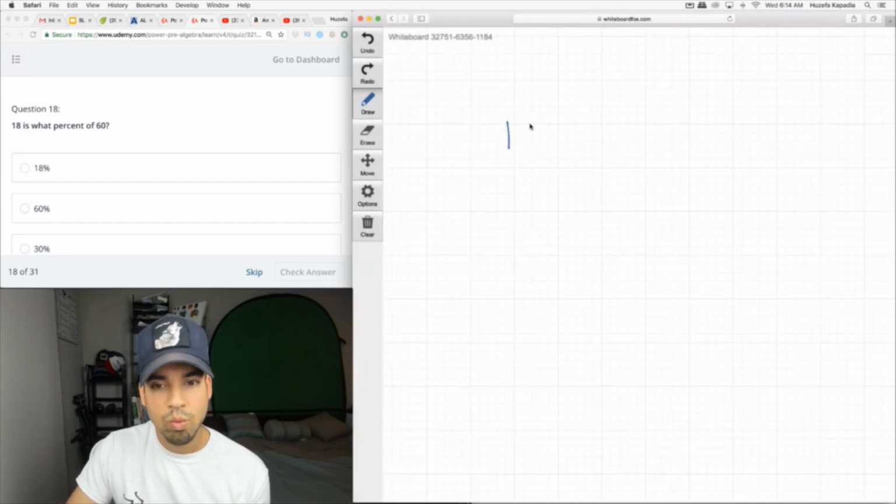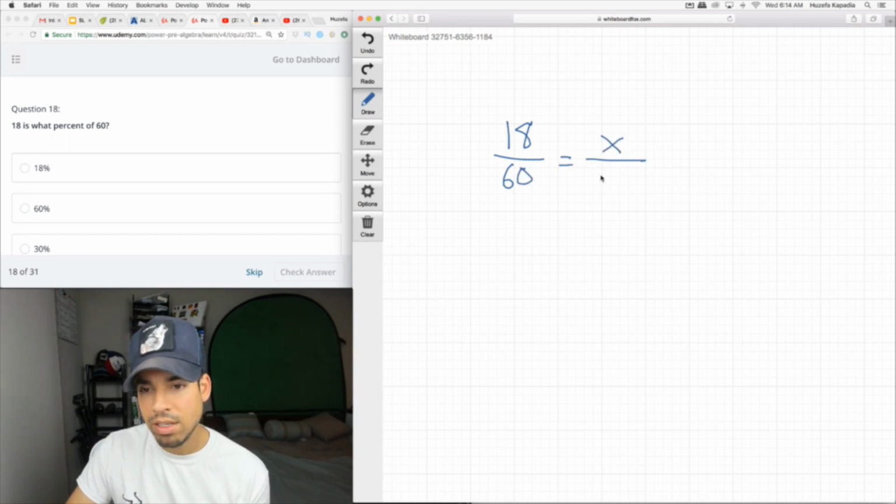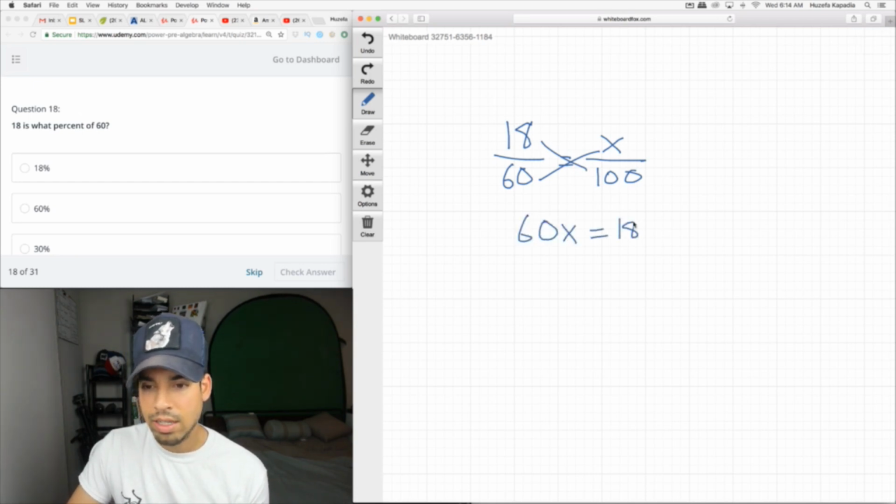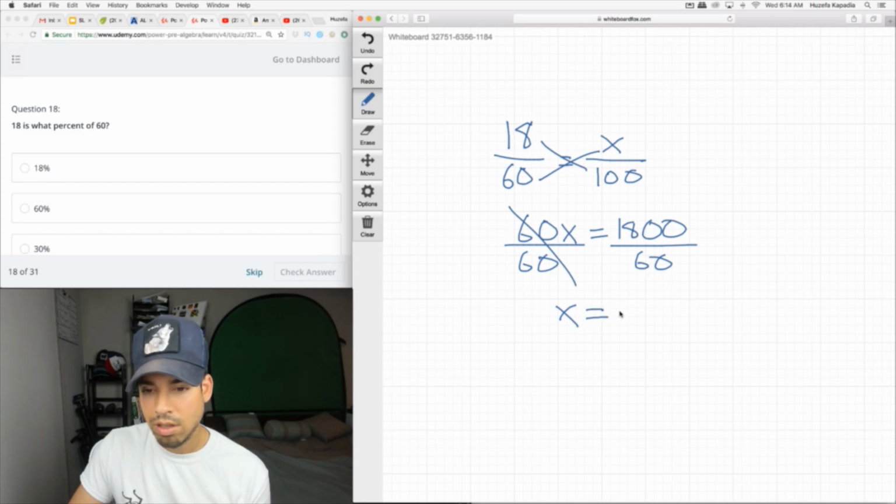18 is what percent of 60? The x is the percent above the 100 per 100. That's what percent literally translates to in French. Now we're going to multiply both sides by cross multiplication. 60x equals 1800. Divide both sides by 60. We get x equals 30. And we're solving for the percent, so that's 30%.